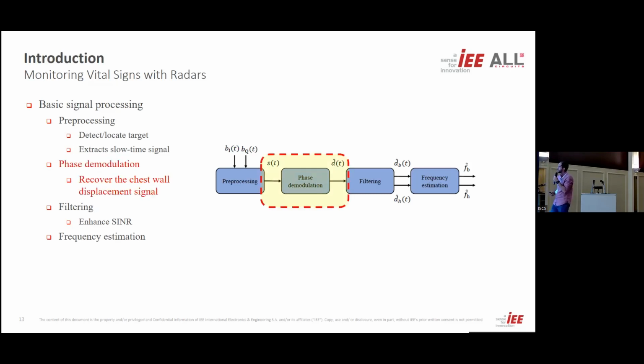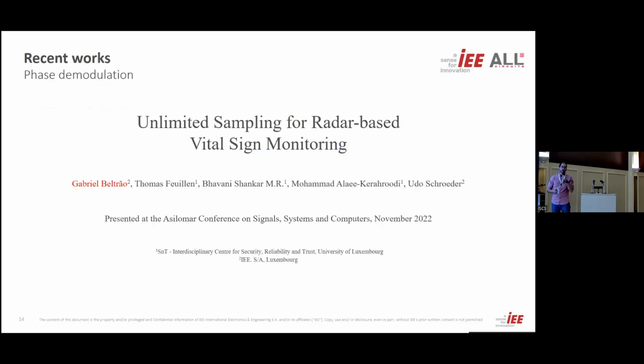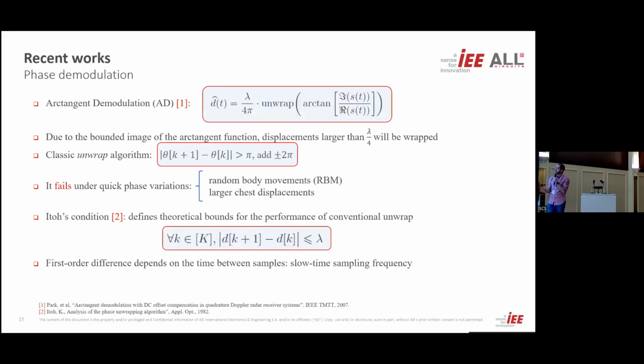We use this block diagram to guide us through the next sections of the presentation. Now let us focus on the phase demodulation part. We have complex samples and we want to recover the chest movement. This is a recently published work about unlimited sampling for vital sign monitoring. And what is the motivation here?